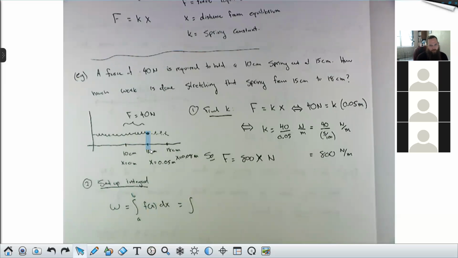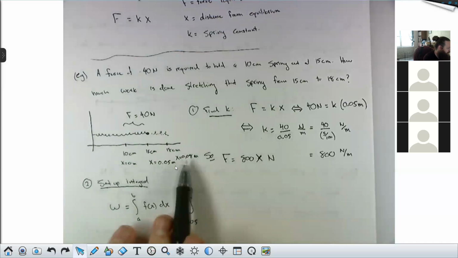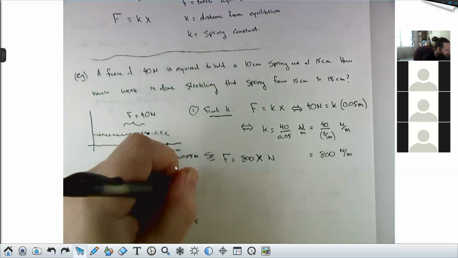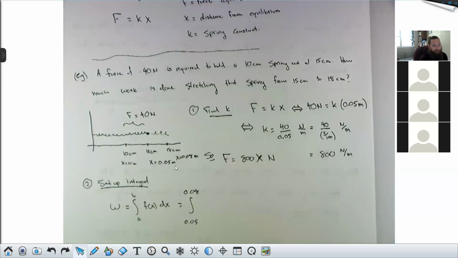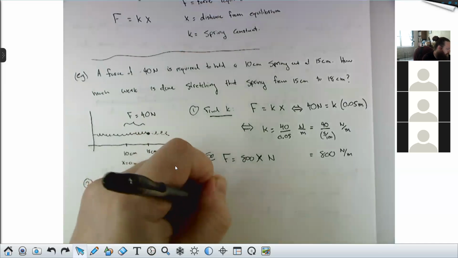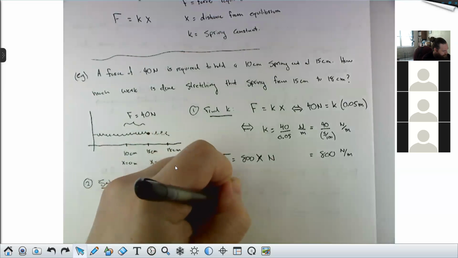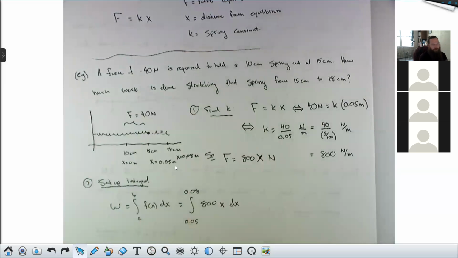So I'm starting here, 15 centimeters out from the wall, which is 0.05 meters from the equilibrium. And I want to come out to 0.08 meters from my equilibrium. And the force I need to apply is 800 x, measured in newtons. I'm going to leave the units off inside the integral. But this is your force.